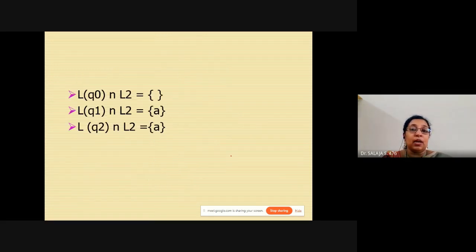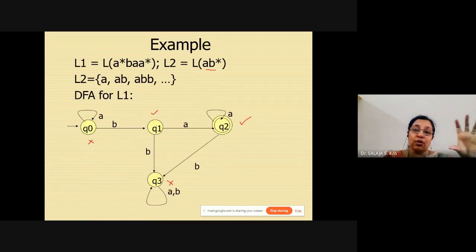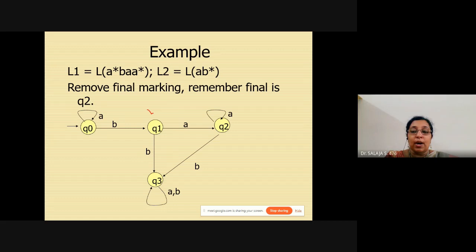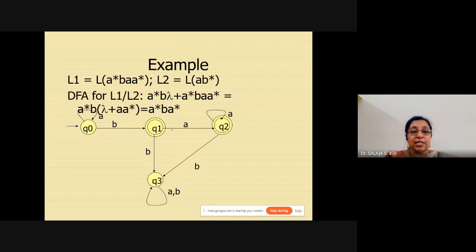In technical terms, we take the language generated from Q0 as the initial state, intersected with L2, and it's a null set. When you take the words which can be generated from Q1 and the words generated from L2, you have a string in common, which is A. Similarly, for Q2, it's also A. So the new final states will be Q1 and Q2. Q1 is a final state, Q2 is a final state, and Q0 and Q3 are non-final states.